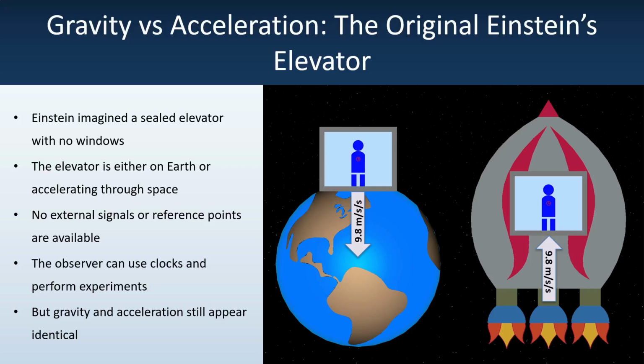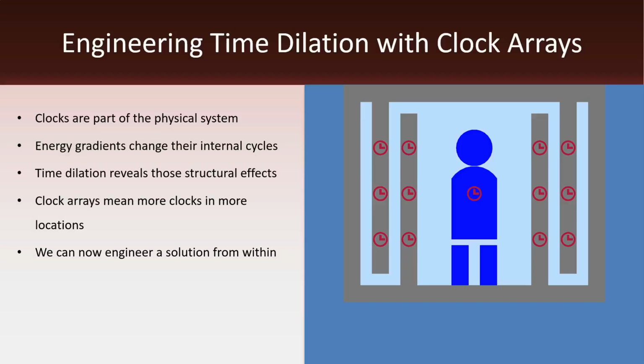They can perform experiments inside using clocks, light beams, or any tools they bring with them. But without external references, Einstein argued, there's no way to tell the difference. This is the heart of the equivalence principle. In a closed system, gravity and acceleration are locally indistinguishable.